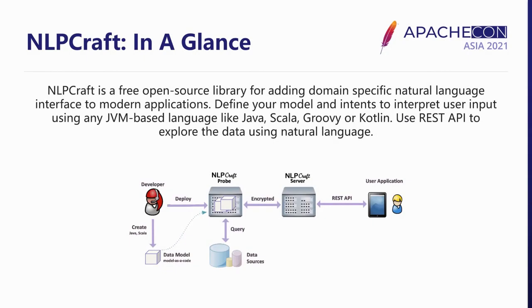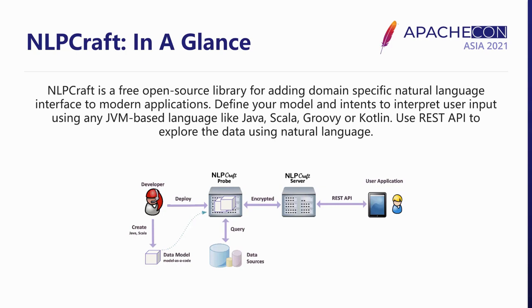So with this background information in mind, let's take a closer look at Apache NLPCraft. On this slide, we'll cover the high-level picture, and on the following slides, we'll talk about some of the key differences in its unique capabilities. Apache NLPCraft is a free open-source library for adding domain-specific natural language interfaces to modern applications. You can define your model in the instance using any JVM-based languages like Java, Scala, Groovy, or Kotlin.